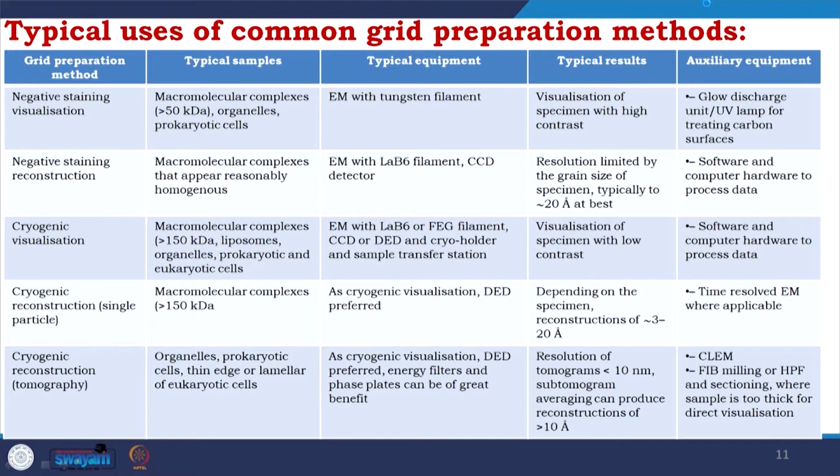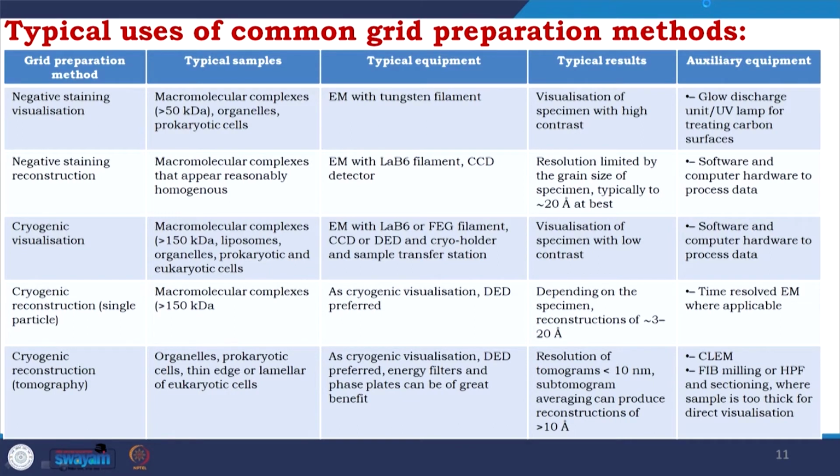Typical equipment for negative staining visualization: electron microscopy with tungsten filament. Negative staining reconstruction, electron microscopy with LaB6 filament and CCD detector. Cryogenic visualization, EM with LaB6 or FEG filament, we will talk about them, CCD or DED, and cryo holder and sample transfer stations. For cryogenic reconstruction, as cryogenic visualization, DED preferred, we will talk about that. Energy filters and phase plates can be of great benefit.